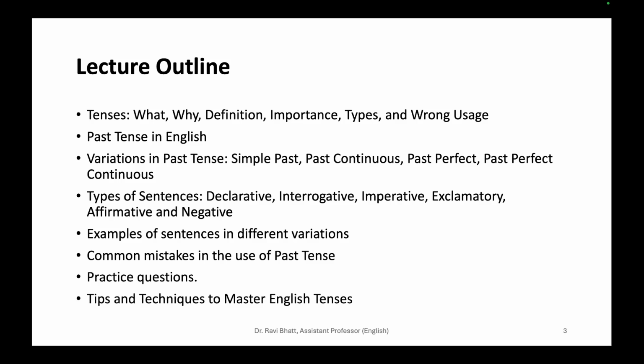Now, examples of sentences in different variations that we are going to discuss, as in we are going to make various sentences in past tense, and we'll try to fit in the structure of how a declarative sentence would be, how an interrogative sentence would be, how an imperative sentence would be, and so on, followed by some common mistakes in the use of past tense, and then some practice questions that you might encounter in your examination or otherwise. And finally, we'll end with some tips and techniques to master English tenses. So, let's begin the lecture.